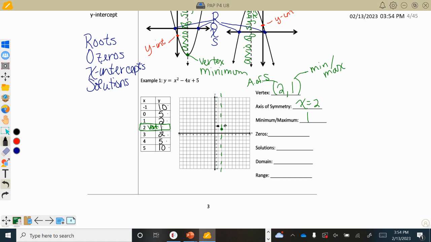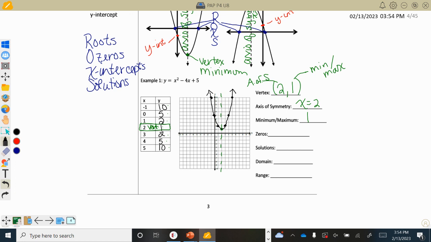Where x is 0, I get 5. And that mirrors across that axis of symmetry when x is 4, y is 5. And when x is -1, y is 10. That mirrors across the axis of symmetry when x is 5, y is 10. Okay? That axis of symmetry, just like the name implies, causes it to be symmetric on both sides of the vertex.